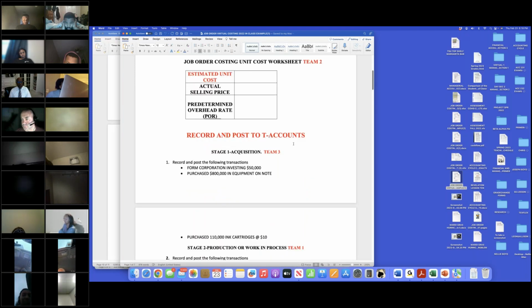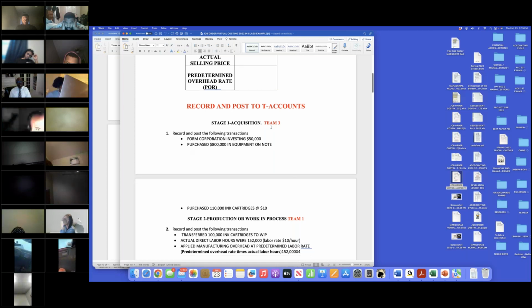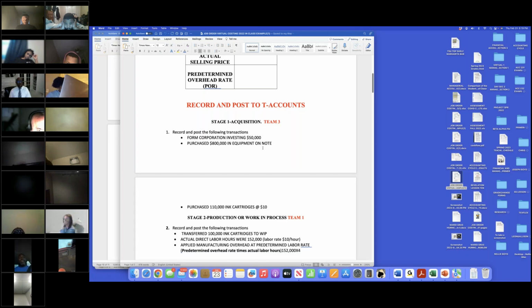Team 3, you've got stage 1. So in stage 1, you're going to form the corporation, make that journal entry. You're going to purchase $800,000 in equipment on a note. And you're going to purchase the ink cartridges. So team 3, you'll be making these entries next time. Standard entries that we've made, you should be able to make.